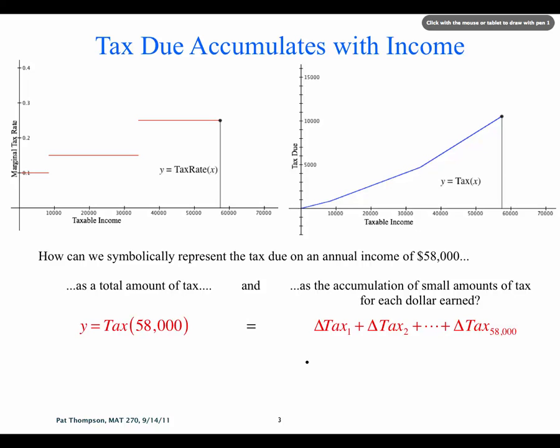So think about Sarah making a little bit of income on day one. She makes that first dollar, and she owes some tax on that. Then she makes her next dollar, and she owes some tax on that. So you can think about this tax due as the accumulation of little bits of tax starting January 1st up until that moment when she's earned 58,000.